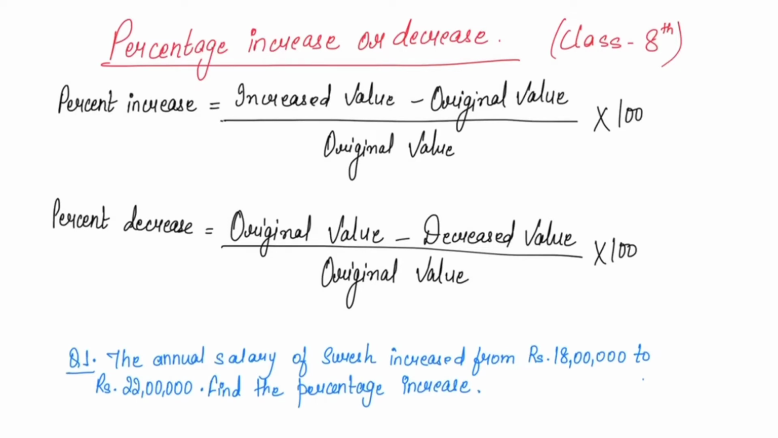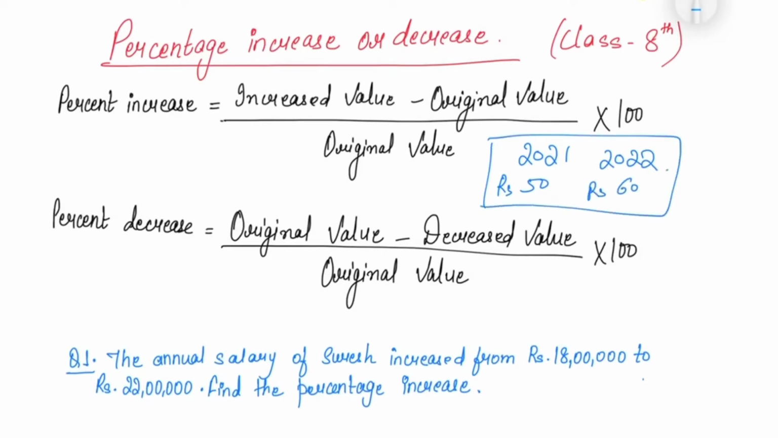See, what is percentage increase? When we compare the increase in a quantity over a period of time, we find the difference between the original value and the increased value. For example, if in 2021 the price of the dress was 50 rupees, and in 2022 the price of the dress is 60 rupees, I am just comparing the price: last year it was 50 and now in this year it's 60. So obviously the price has increased. But by what percent it has increased, we do not know. We can say that it has increased by 10 rupees, but what is the percentage?